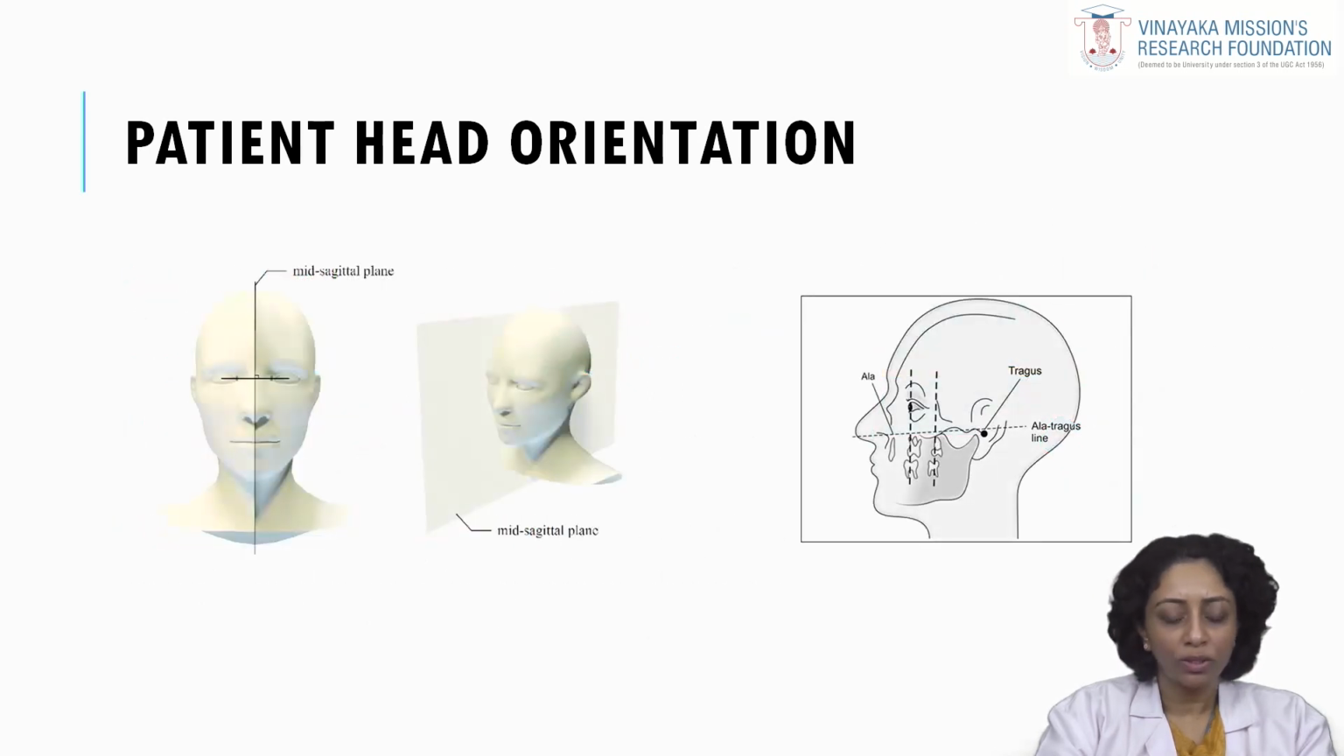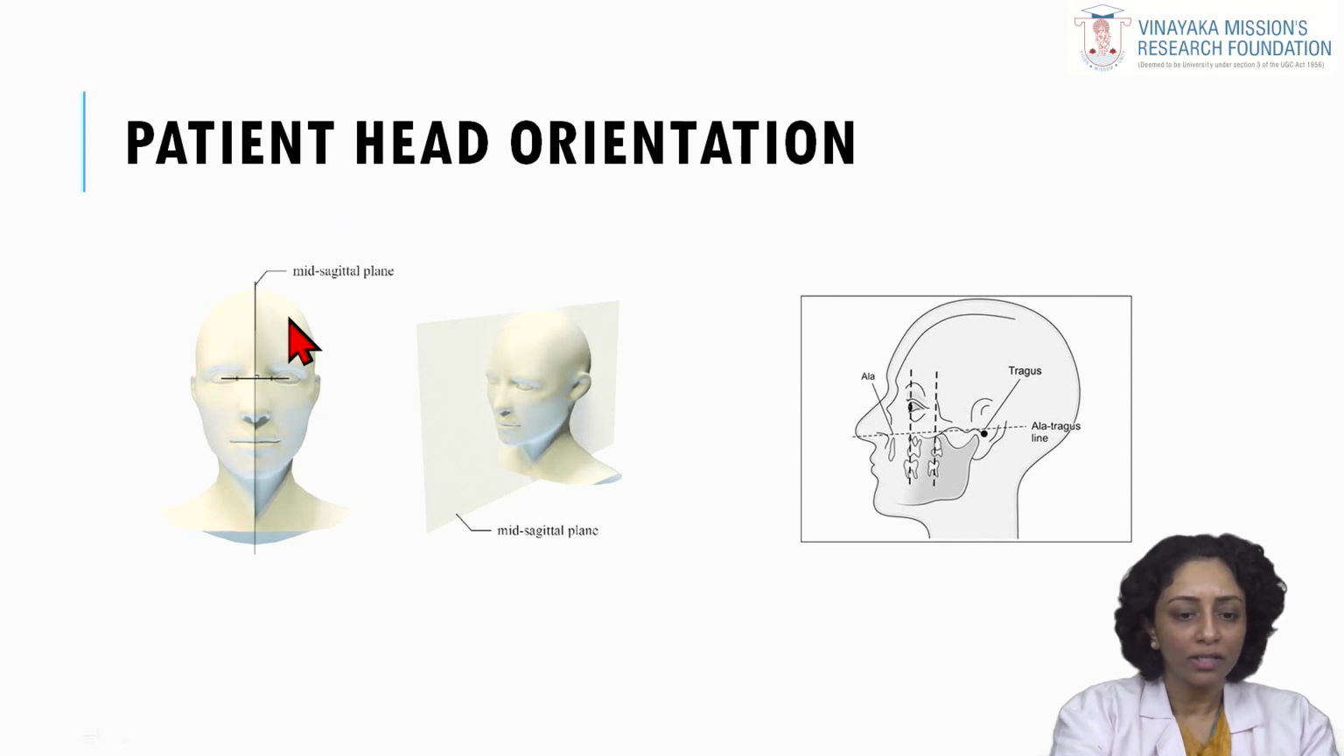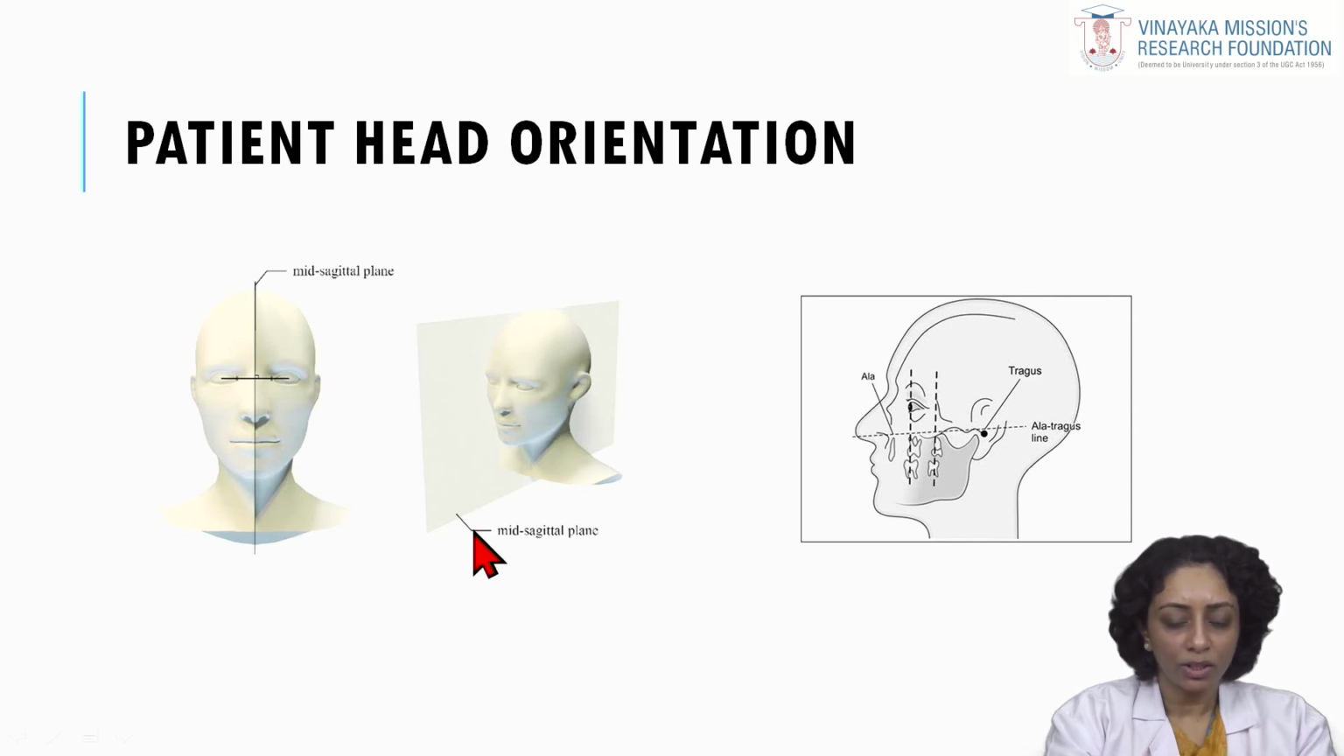This is the picture which depicts the mid-sagittal plane, which is shown here in the middle of the radiograph to be taken. This is again the mid-sagittal plane, and this is the alar tragus line. These are all imaginary lines, and the alar tragus line runs from the tip of the nose to the tragus of the ear. So this line should be parallel to the floor while taking radiographs.